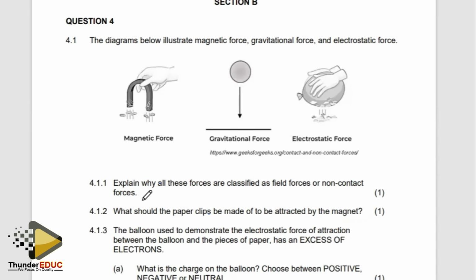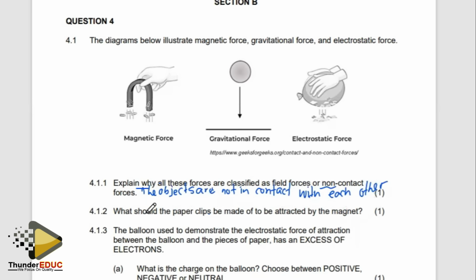So now when the question says, explain why all these forces are classified as field forces or non-contact force, from the word non-contact, you get your answer there from the word contact. So when you're explaining, you say the objects are not in contact with each other. So we're saying this is why we call them field forces.